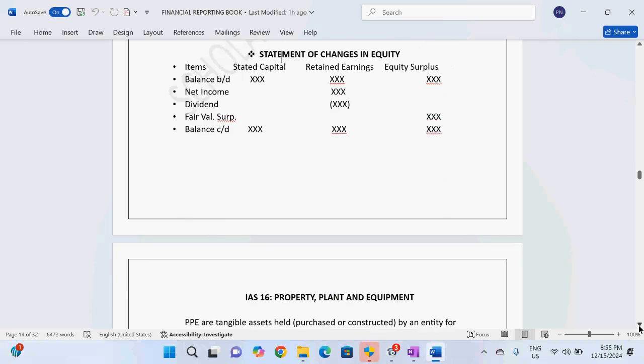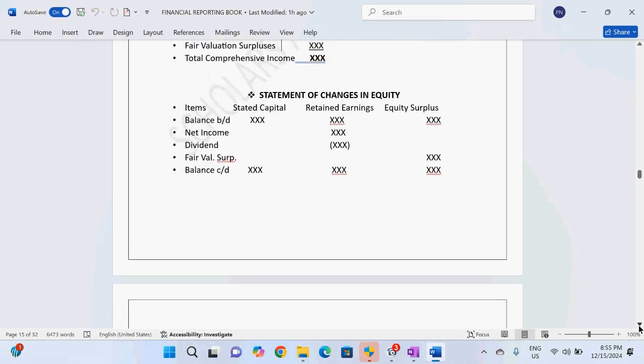Okay, can you all see the format? Yes, we can. So stated capital, retained earnings, equity surplus. Which of them is the revaluation surplus? Okay.